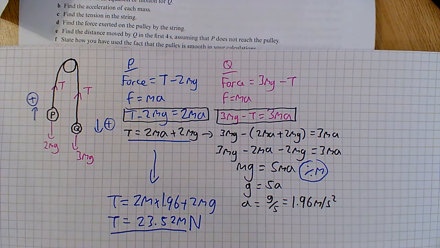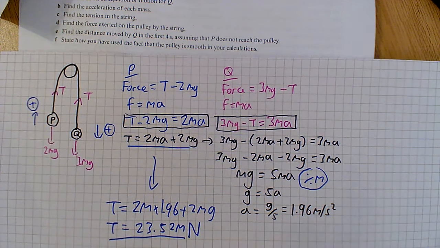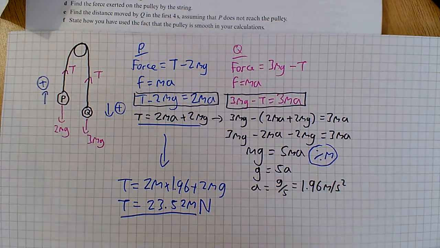The tension is dependent on what the actual mass is. The more the mass is, the higher the tension of the string is going to be. So that's up to part C. Then we've got 3 parts of the question left, D, E and F. So this is part D now we're going to move on to.